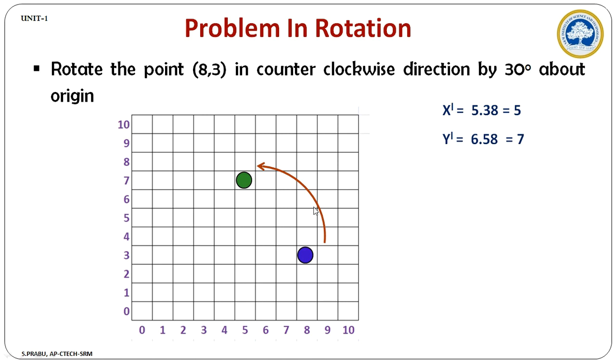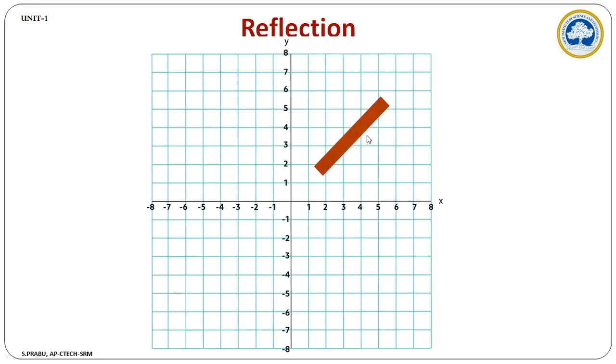Then we move to the next part, which is called reflection. Reflection is nothing but taking the mirror image. It can be categorized into 3 ways: taking the reflection by means of the x-axis, taking the reflection by means of the y-axis, and taking the reflection by means of the origin. First we see the reflection about the x-axis. The primitive may be in any form. Here the primitive is a straight line. It has the starting point as well as the end point.